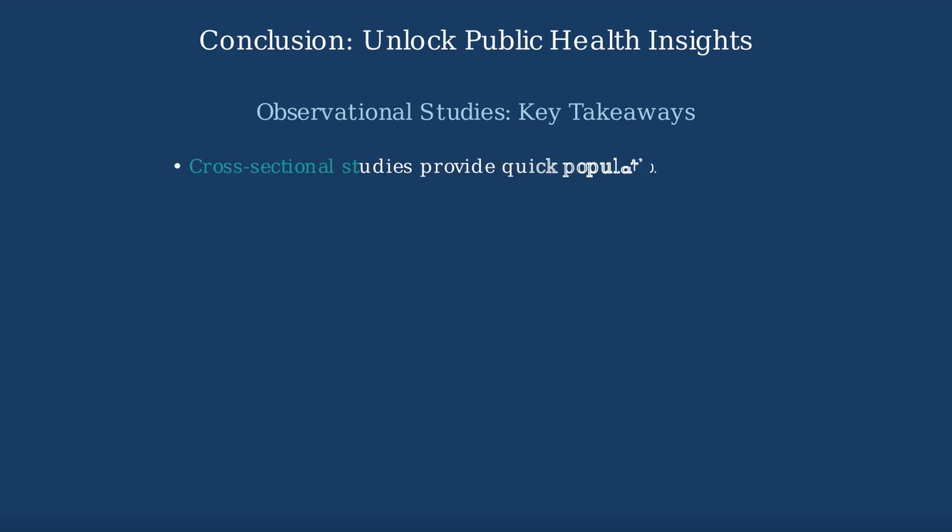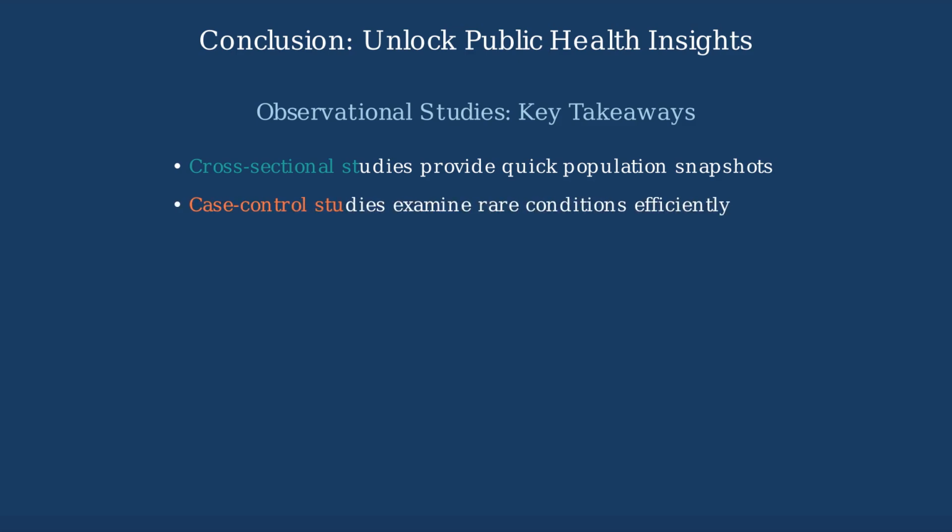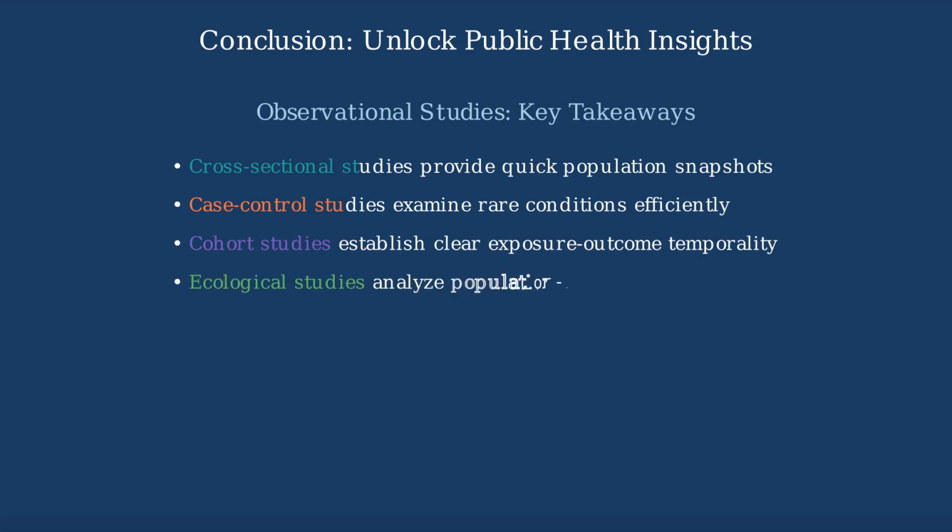As we conclude our exploration of observational studies, let's review how these research designs power public health insights. Cross-sectional studies provide snapshots of population health at a single point in time, ideal for prevalence estimates. Case control studies efficiently examine risk factors for rare diseases by working backward from outcomes to exposures. Cohort studies follow groups over time, establishing clear temporality between exposures and outcomes, while ecological studies analyze population-level data to identify broad patterns and generate hypotheses.